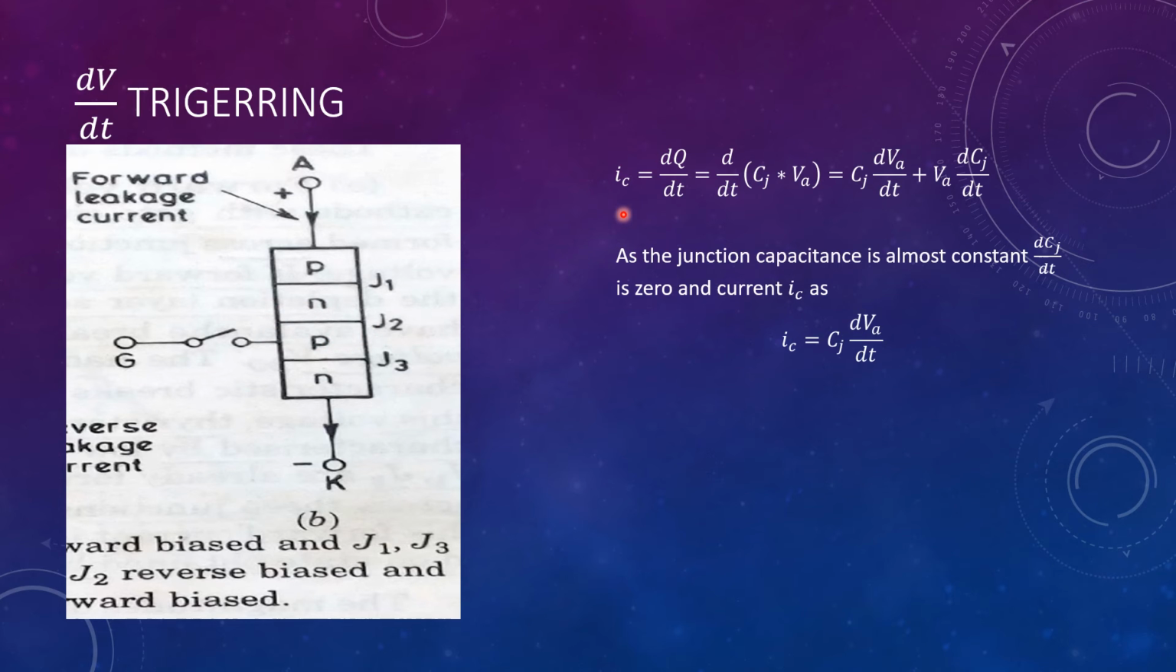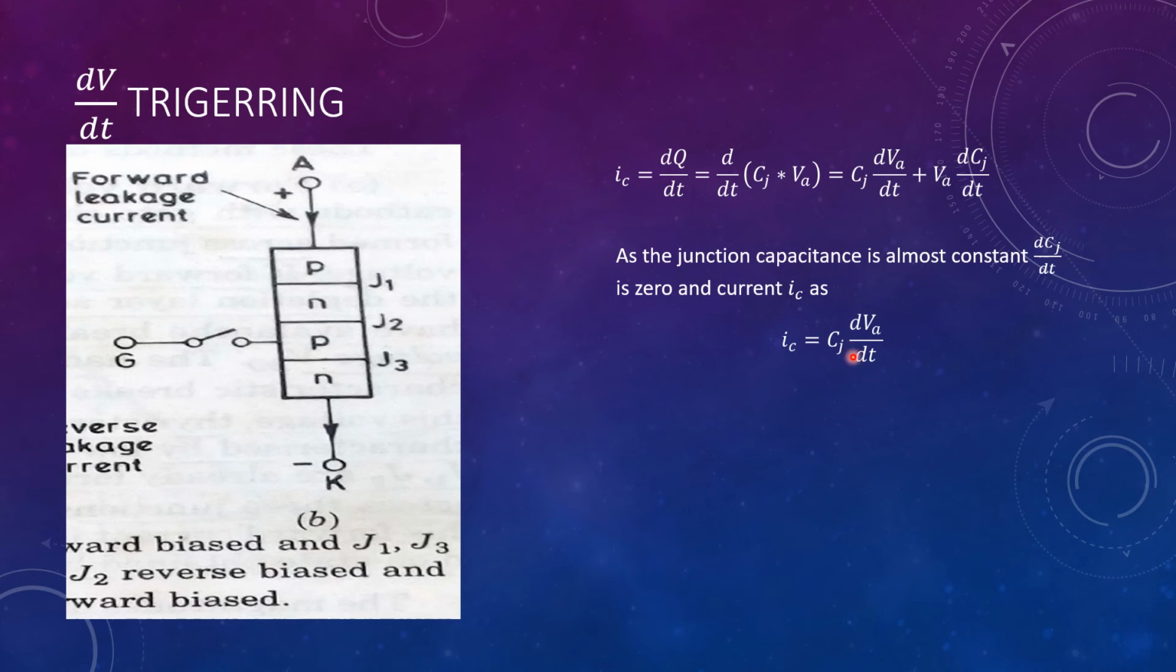The charging current for a capacitor is given by IC equals dq by dt. If we substitute the value for q as Cj into Va, where Cj is the junction capacitance and Va is the anode to cathode voltage, and differentiate this term, we will have IC equals Cj dVa by dt plus Va dCj by dt. Since the term Cj is constant, dCj by dt is 0 and the term Va dCj by dt will be 0. Therefore, charging current will be given by IC equals Cj dVa by dt. The same is written over here, IC equals Cj dVa by dt.